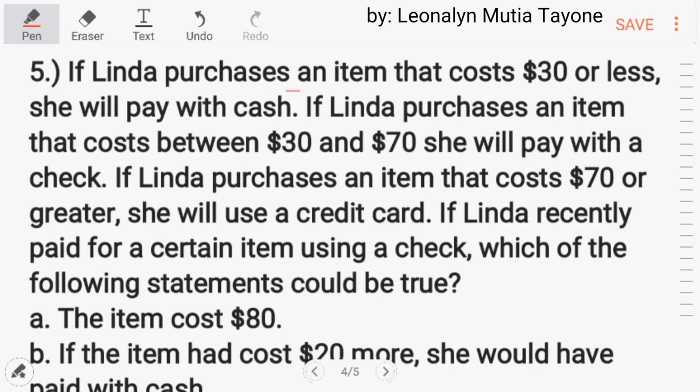Number 5. If Linda purchases an item that costs 30 or less, she will pay with cash. If Linda purchases an item that costs between 30 and 70, she will pay with check. If Linda purchases an item that costs 70 or greater, she will use a credit card. If Linda recently paid for a certain item using a check, which of the following statements could be true? Check ang ginamit niya, kung check, dapat between 30 and 70. Kapag ang cost ay 70 or greater, credit card na. So, less than 70, mga 69 below, and more than 30.